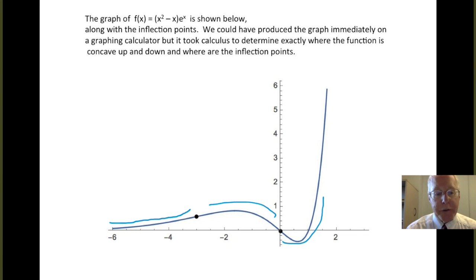between -3 and 0. But if it was important to know exactly where that concavity changed, you really can't do that without calculus, looking at the second derivative. And that tells us, even though we can hardly see any bend here, that we know the graph is bending slightly up to the left of -3 and then starts bending slightly down to the right.